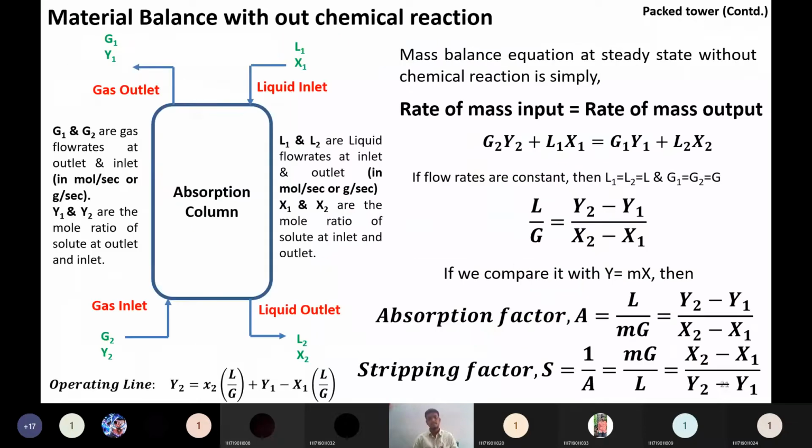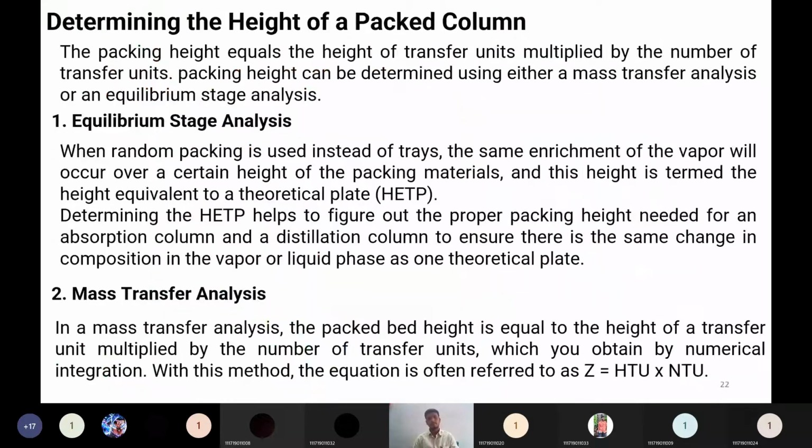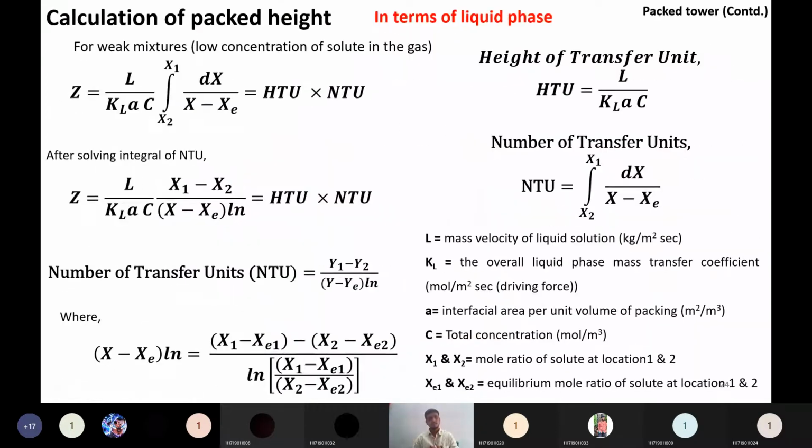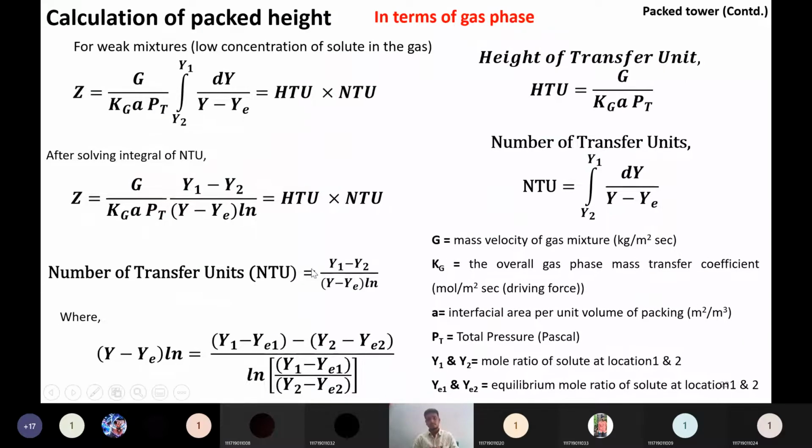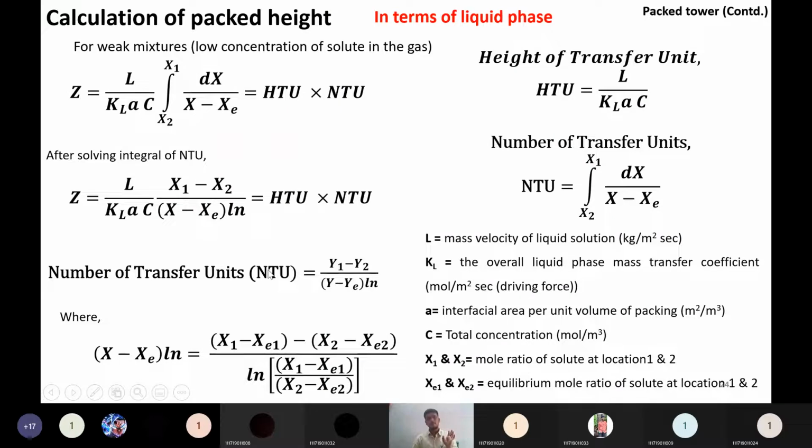Then the design procedure, the material balance, the general material balance, and this operating line equation we have derived, and how to determine the height of the packed tower. Among the two methods, we have used the mass transfer analysis, that is, Z is equal to HTU into NTU method, to design our columns. Then for the gas phase, all these derivations we have done. And I have given you for the assignment the liquid phase derivation that you have to do, that is Z is equal to HTU into NTU.